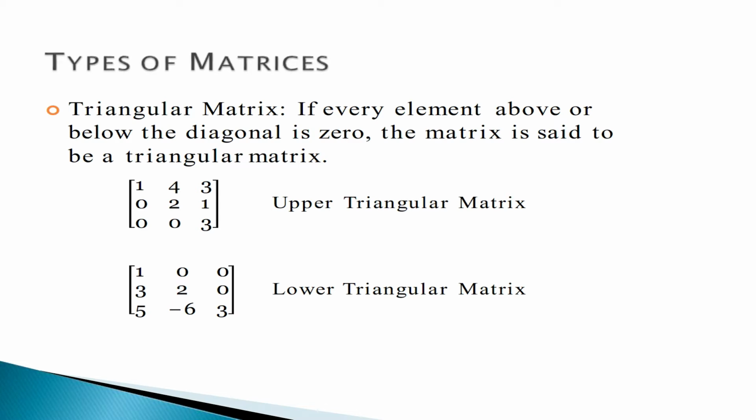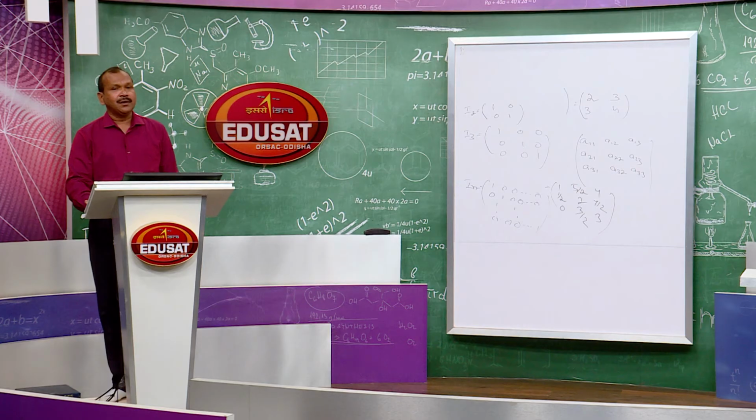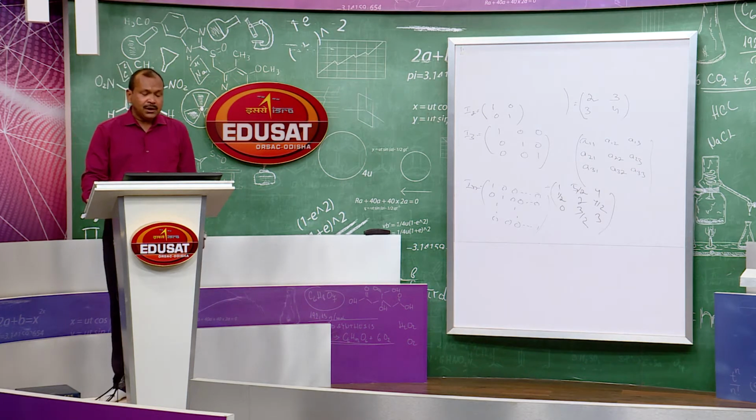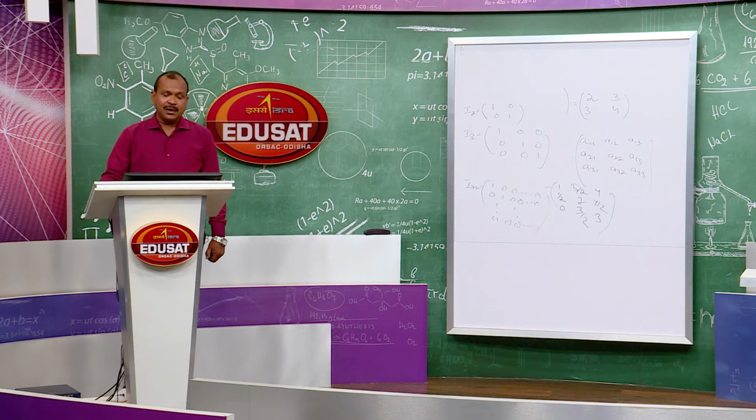Similarly, in a square matrix, if the leading diagonal elements and the elements below the leading diagonal are non-zero and the other elements are 0, it is known as a lower triangular matrix. This is an example of an upper triangular matrix and this is an example of a lower triangular matrix. Next, what is a strictly upper triangular matrix and a strictly lower triangular matrix?